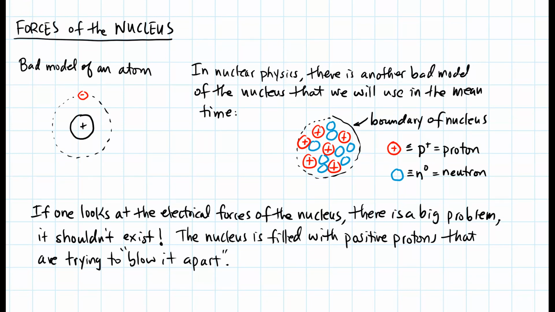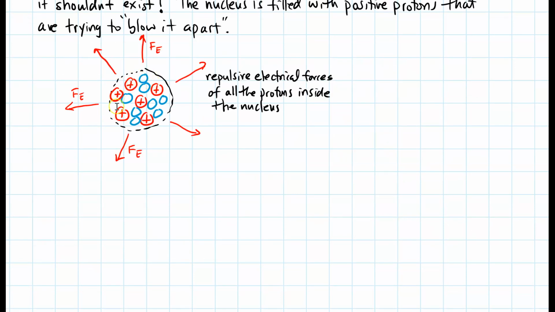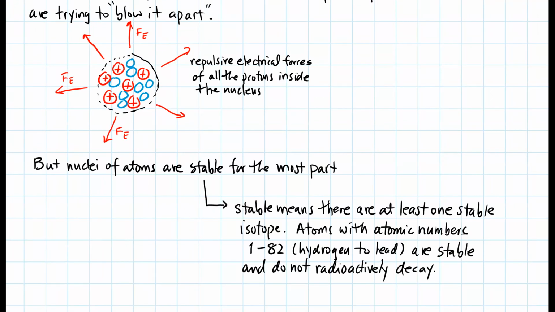It shouldn't exist. The nucleus is filled with positive protons that are trying to blow it apart. Picture-wise, if I look at my nucleus, I have all these positive red charges. These charges are all trying to push away from each other. So these red arrows are the repulsive electrical forces of all the protons inside the nucleus. The electric force is trying to blow the nucleus apart. But nuclei of atoms are stable for the most part.